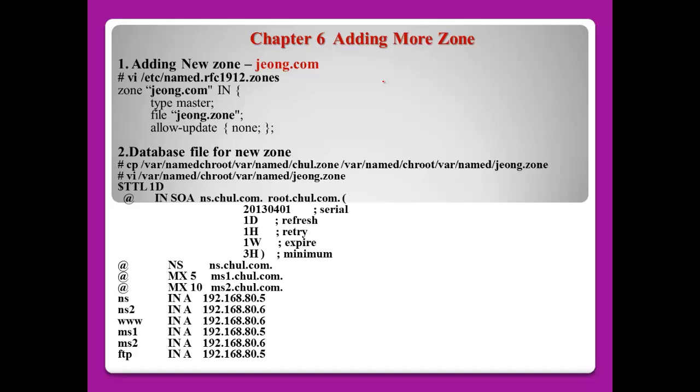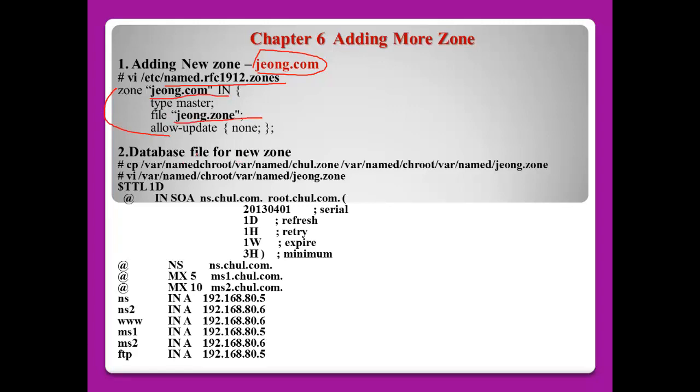And adding more zones. This one is similar to adding the default domain, in my case chol.com. So here I will add jong.com. First open this file and add this line like this: jong.com, and the file name will be jong.zone.